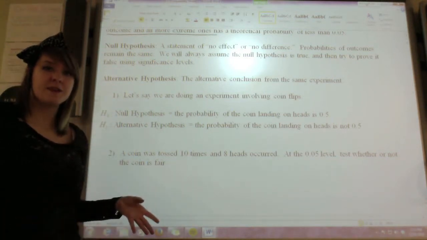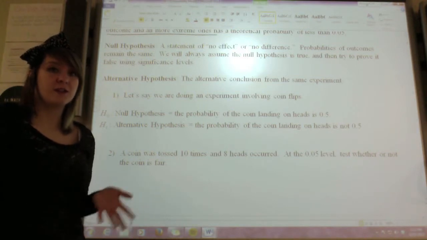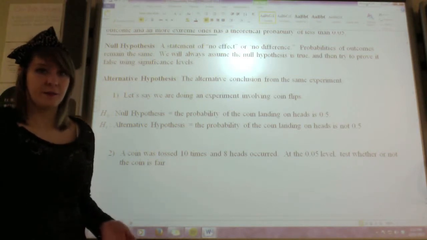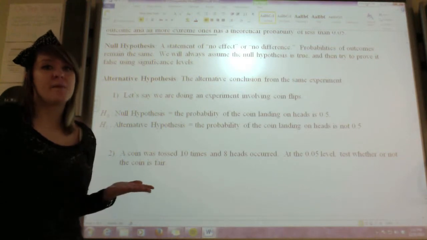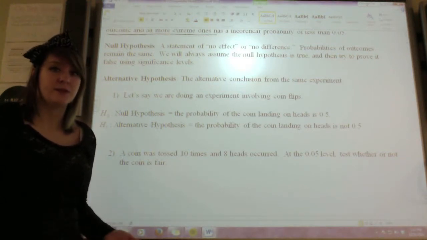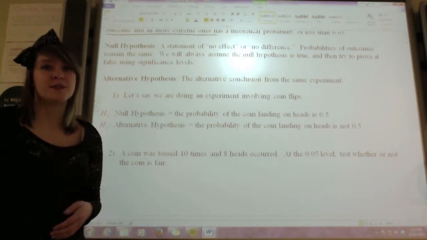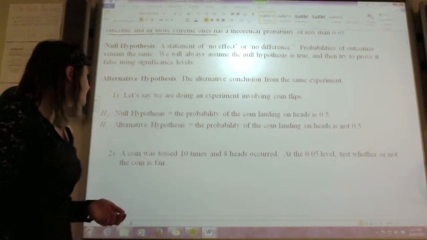So my null hypothesis might be something like, I think that the probability of landing on a 6 would be 1 out of 6. Okay? My alternate hypothesis would be that the probability of landing on a 6 is not 1 out of 6. So in other words, it's a complementary event or a complementary hypothesis to your null hypothesis.